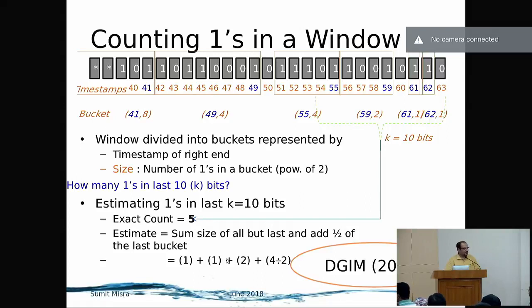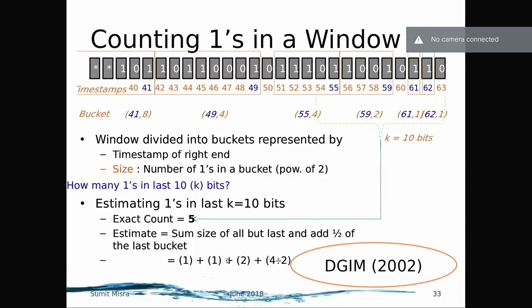Again, this is the DGIM algorithm, 15 pages of proof, but it proves that this works. But you need to know, as an engineer, that it works. That's it. This was published in 2002.